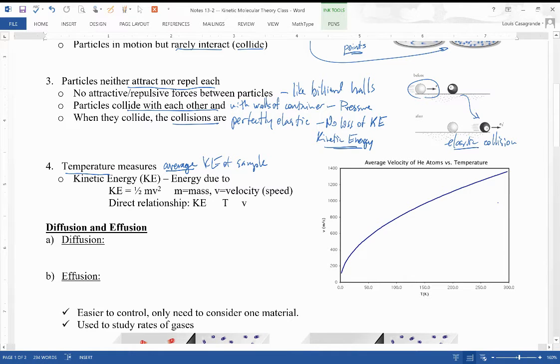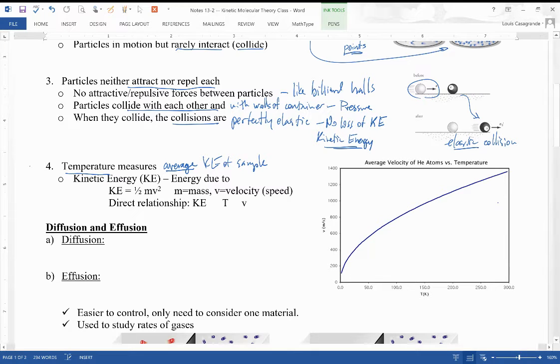And if you recall, when we were watching the gases simulation the other day, I was pointing out to you that while the particles all move at different speeds, there's an overall average. And it's this temperature that measures the overall average.